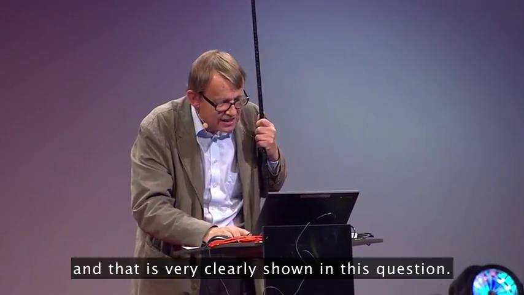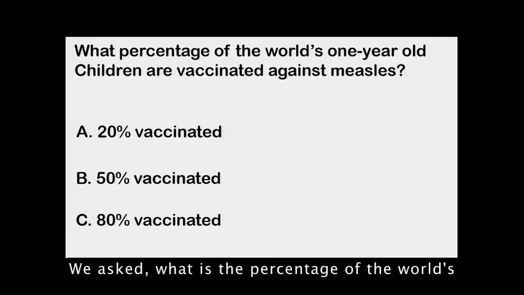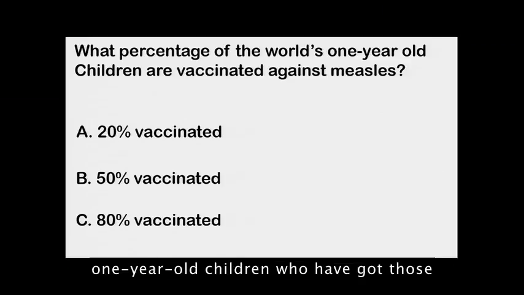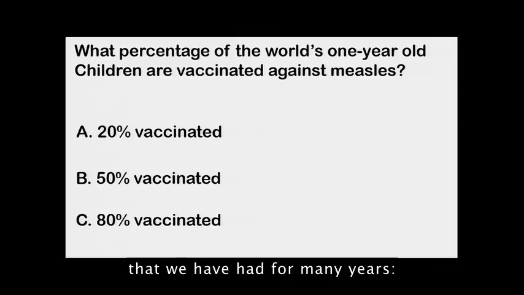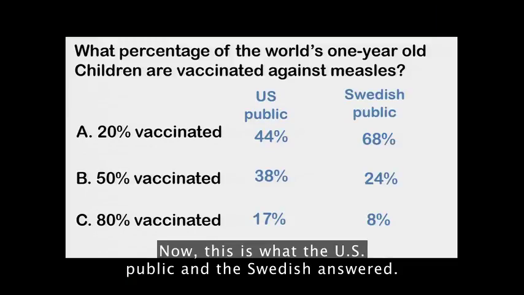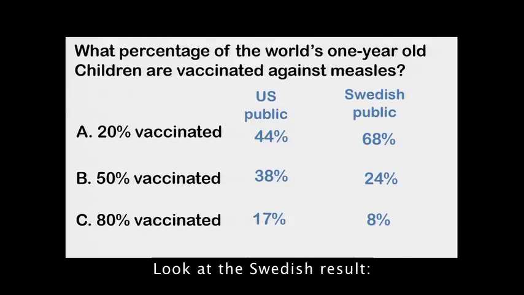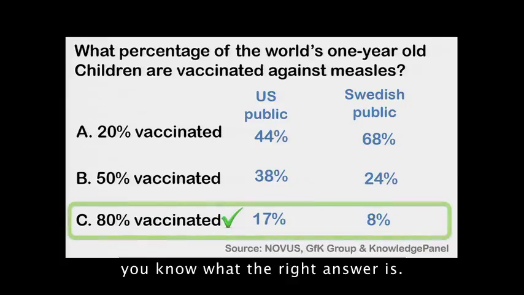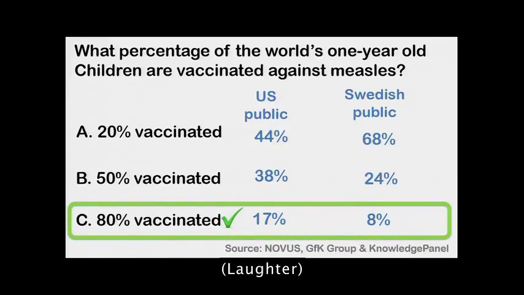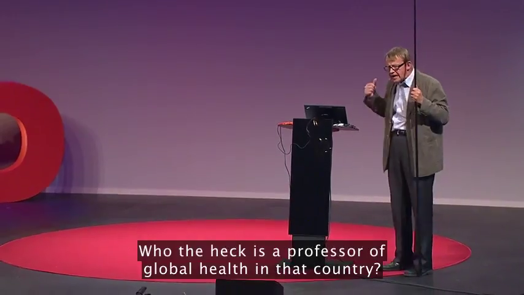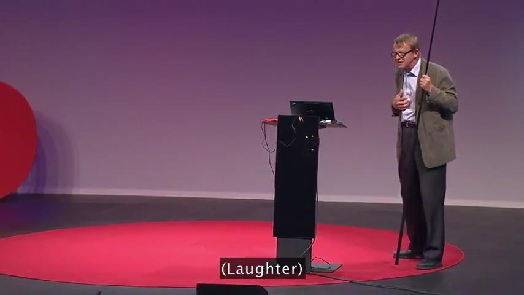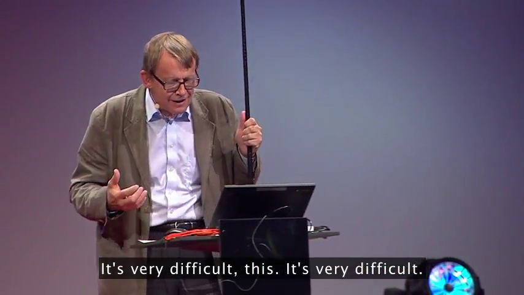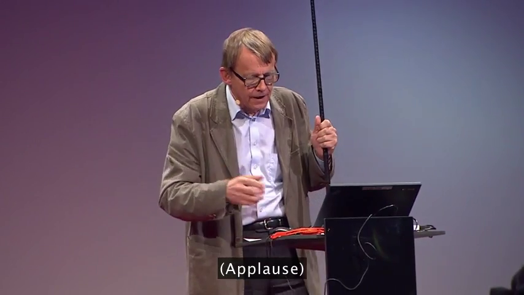And that was very clearly shown in this question. We asked, what is the percentage of the world's 1-year-old children who have got those basic vaccines against measles and other things that we've had for many years? 20, 50 or 80%? Now, this is what the US public and the Swedish answered. And you see, look at the Swedish result, you know what the right answer is. Who the heck is professor of global health in that country? Well, it's me. It's me. You see? It's very difficult, this. It's very difficult.